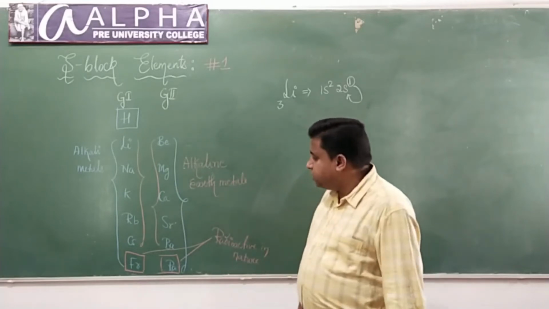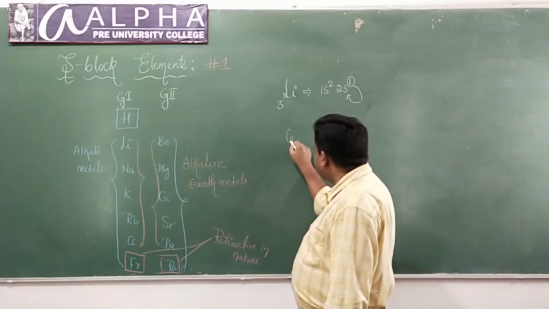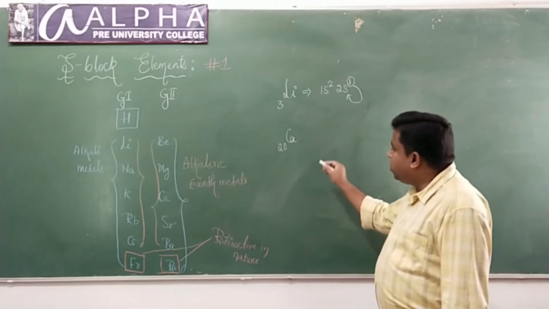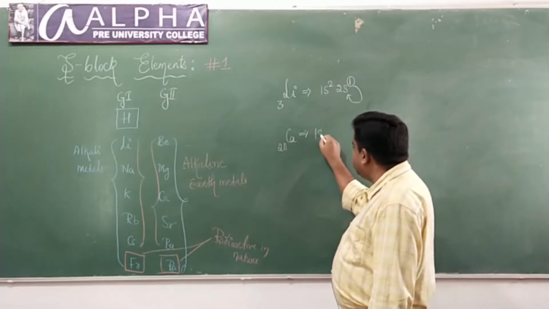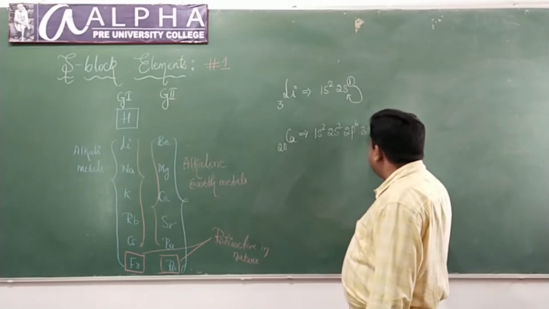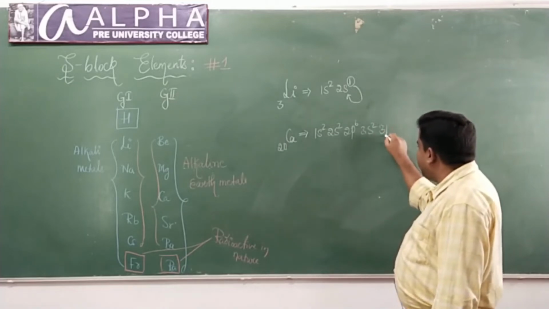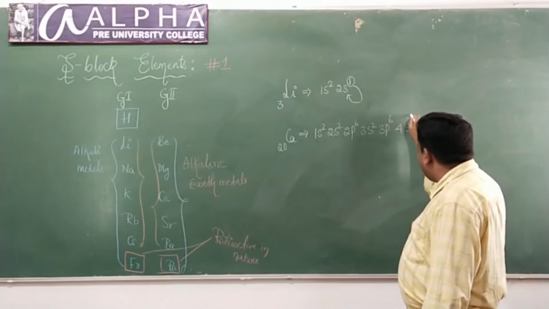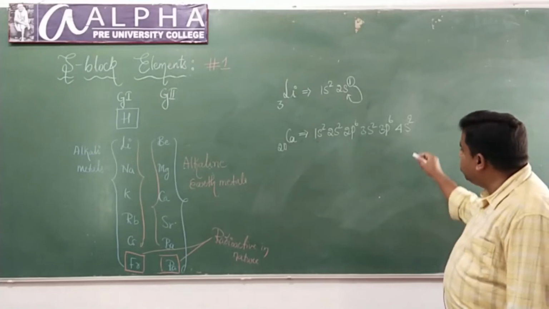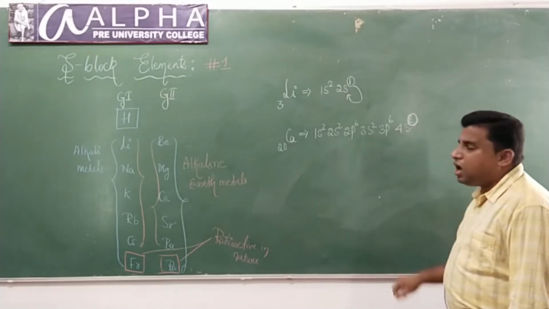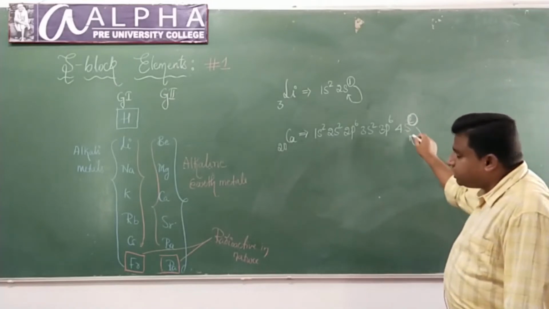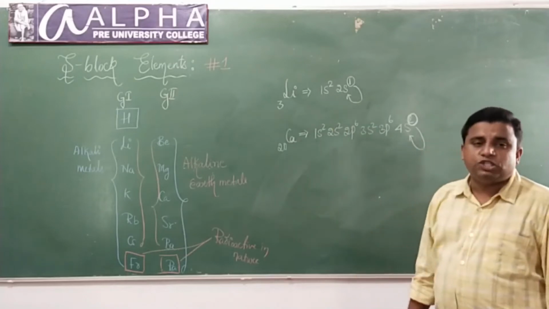I'll give you one more example. If I take calcium, what is the atomic number of calcium? The atomic number of calcium is 20. What is its electronic configuration? It is 1s2 2s2 2p6 3s2 3p6 4s2. Look at the last electron. The last electron is entering the last s orbital. That is why calcium is an S block element.